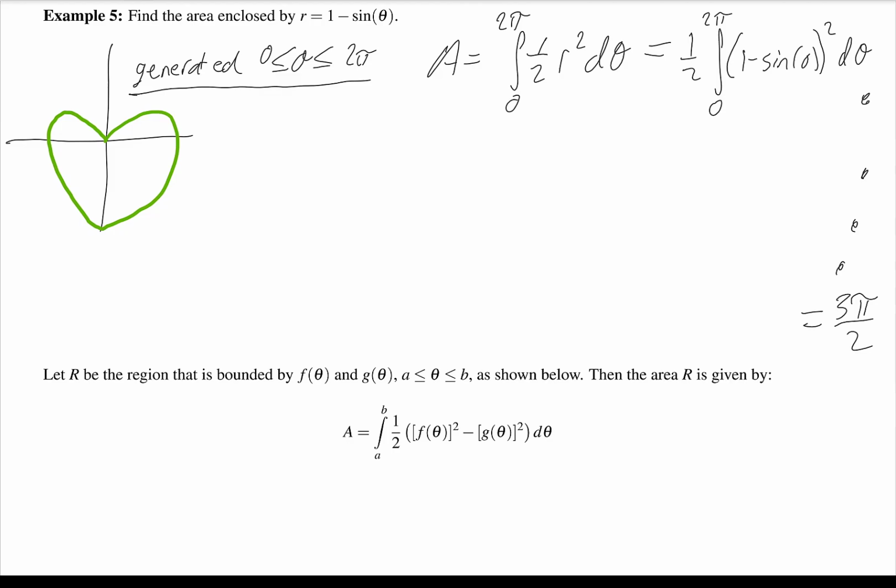Again, FOIL this out and then maybe break it up into parts, and that's generally the way that we handle most of these. I'm not saying integration by parts where we have our u and v prime. I'm saying use the fact that when we add things together and we're integrating, we can integrate them separately.